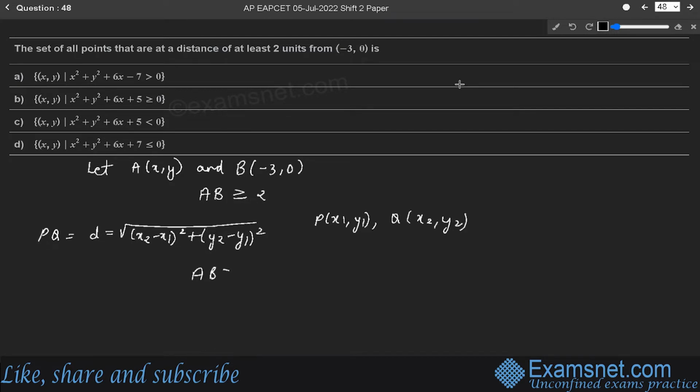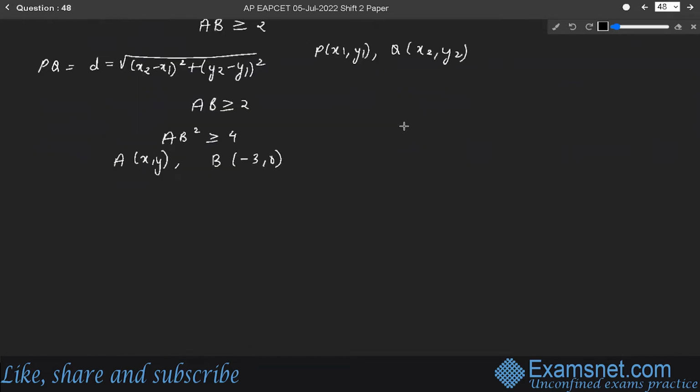We know that AB will be greater than or equal to 2. So, AB square will be greater than or equal to 4. Therefore, A will be x, y and B will be minus 3, 0. We have already written these points. Therefore, AB square will be equal to x plus 3 whole square plus y square. So we can say that x plus 3 whole square plus y square is greater than or equal to 4. We have substituted the values in this equation.